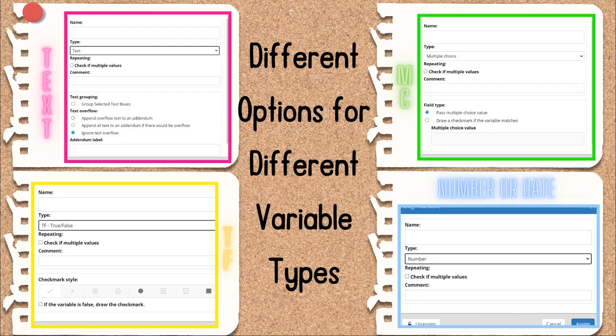Each variable type has slightly different options available for it in the variable design editor. I'll walk you through each type and discuss the differences, but first, let's talk about what is universal to all variable types. Every variable has a space for its name.